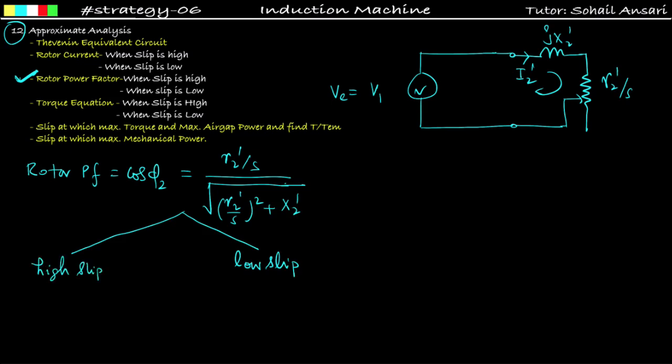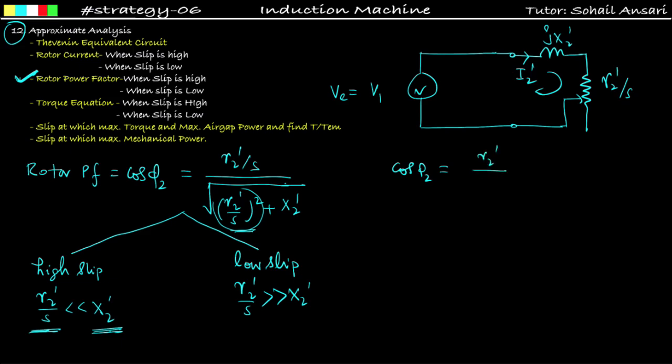At high slip, R2 dash upon S is much less than X2 dash, so we can neglect R2 dash upon S. Similarly, at low slip, R2 dash upon S will dominate X2 dash, because the value of slip is, let us say, 0.04, so the whole value will be very high. This value will be much greater than X2 dash, so we can ignore X2 dash. So finally, the rotor power factor cos phi 2 at high slip: in the denominator only X2 dash will be present, so it will be equal to R2 dash upon S times X2, meaning the rotor power factor is inversely proportional to slip at high slip.